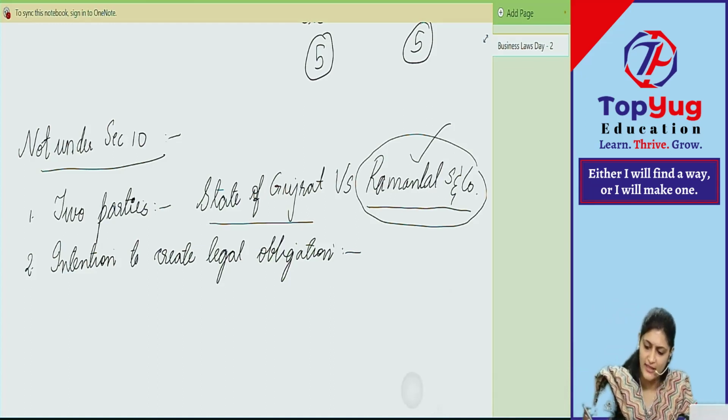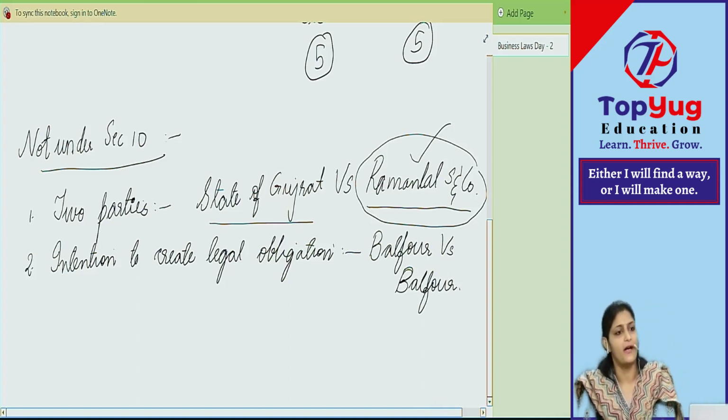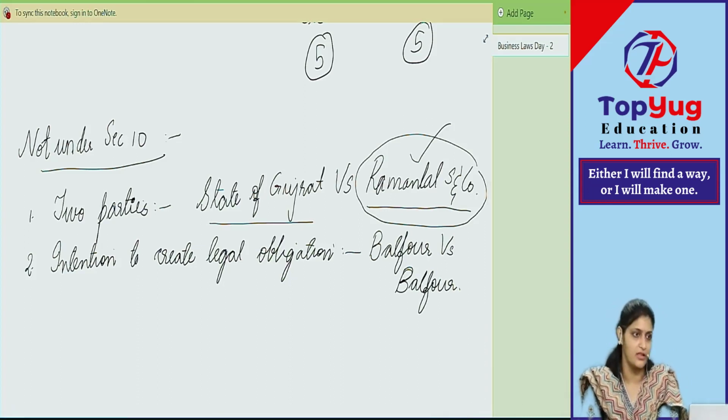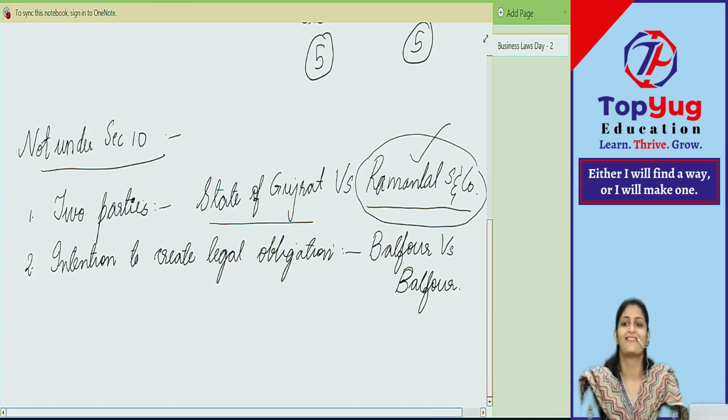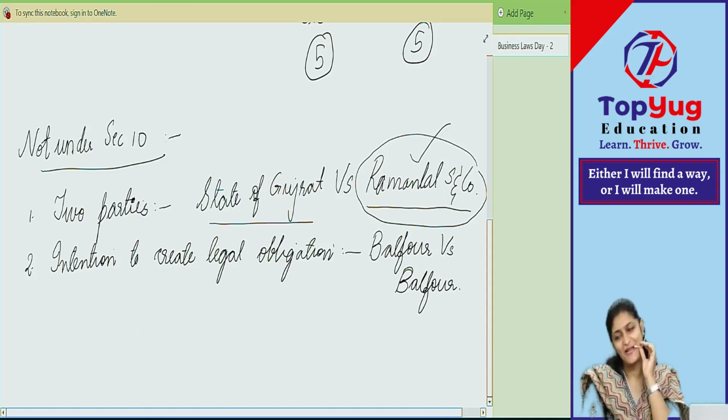Here also we have a case law. That is nothing but Balfour versus Balfour. Now you must be thinking, Balfour versus Balfour, both are the same parties. How are they entering into a contract with each other? Yes or no? It is just the surname. The surnames are the same. Why? Because they are husband and wife. So that is the reason the case law is called Balfour versus Balfour.